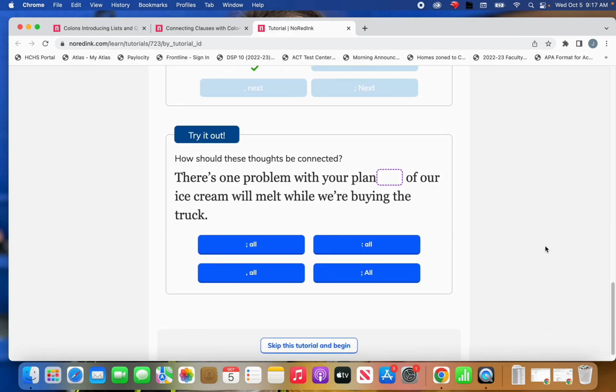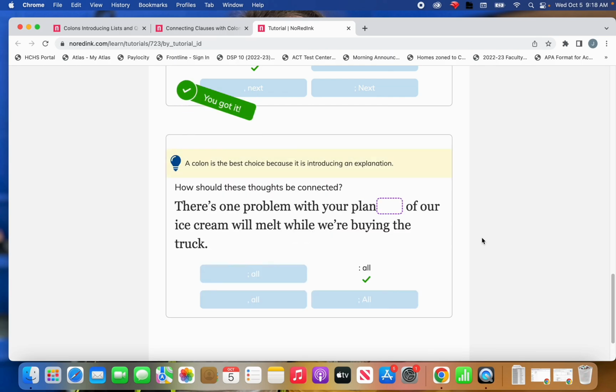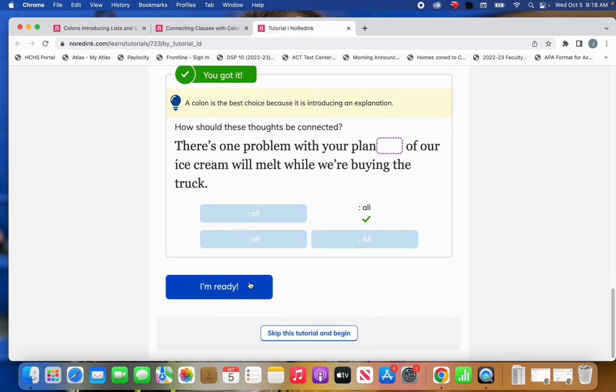How should these thoughts be connected? There's one problem with your plan, blank. All of our ice cream will melt while we're buying the truck. If you said colon, you are correct.